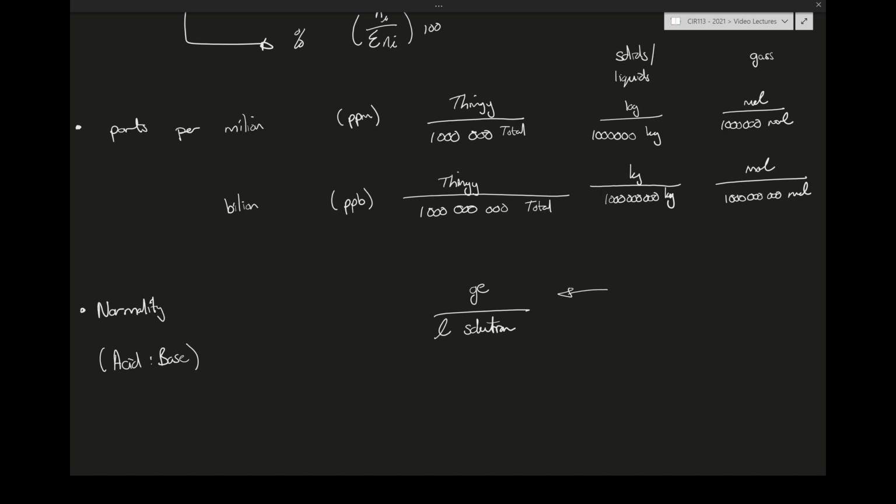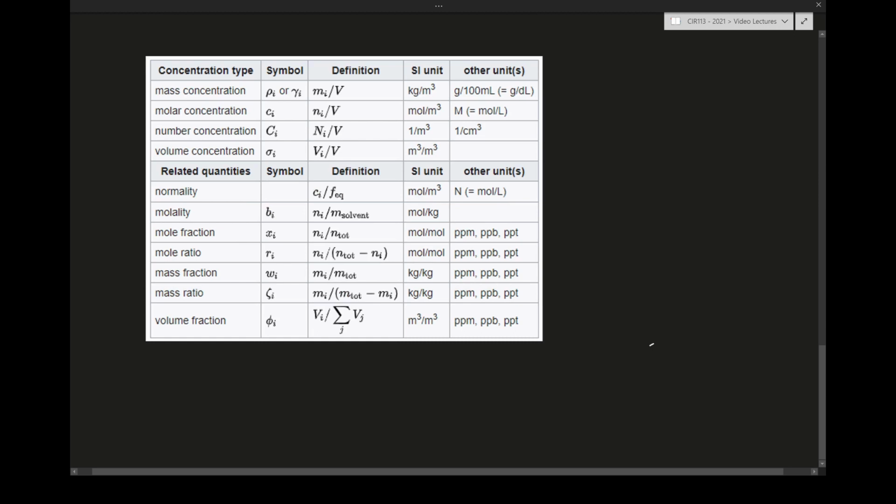So, in summary, from Wikipedia, the concentration types: on top, per volume, and on the bottom, relative concentration: mass per mass, mass per mole, mole per mole, volume per volume, with all their symbols and how to calculate them.